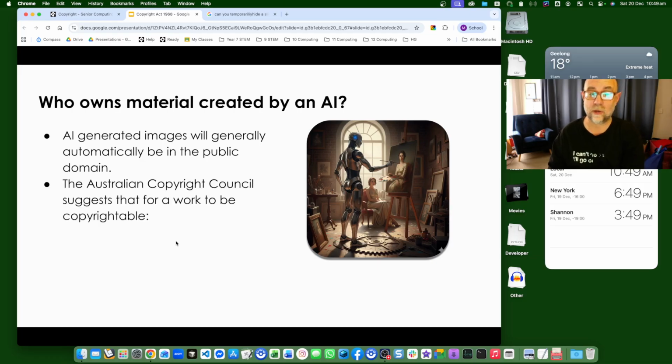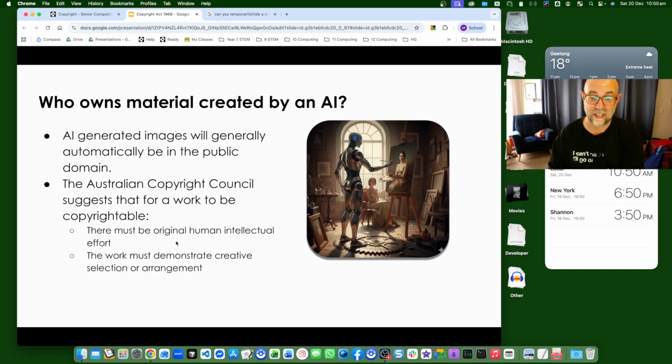The Australian Copyright Council suggests that for a work to be copyrightable, it has to have original human intellectual effort. So I wrote the prompt for that image on the side there, and I wrote "robot painting portrait of person." I think we would claim there's a little bit of effort in there. The work must demonstrate creative selection or arrangement. I think, again, this would be something for a court to decide on.